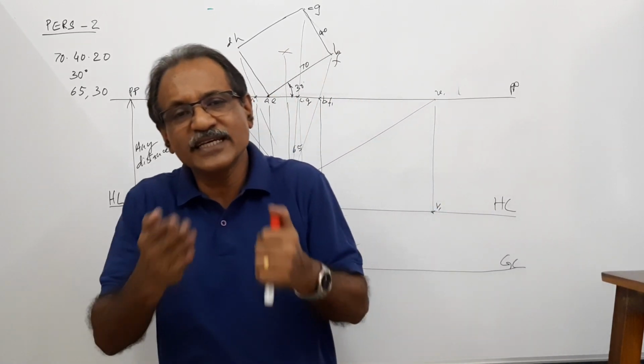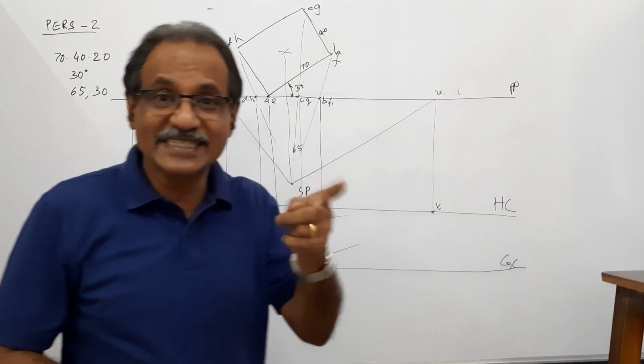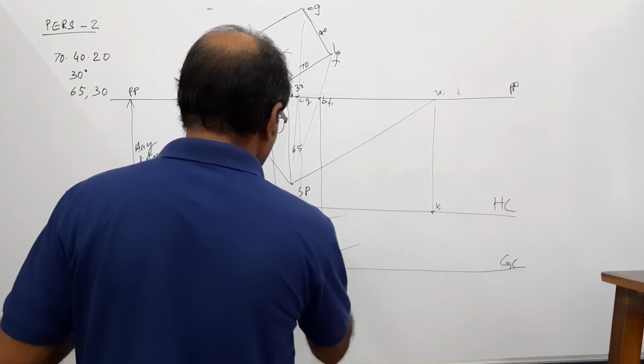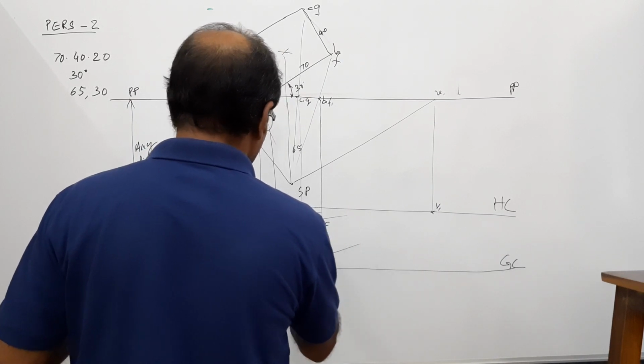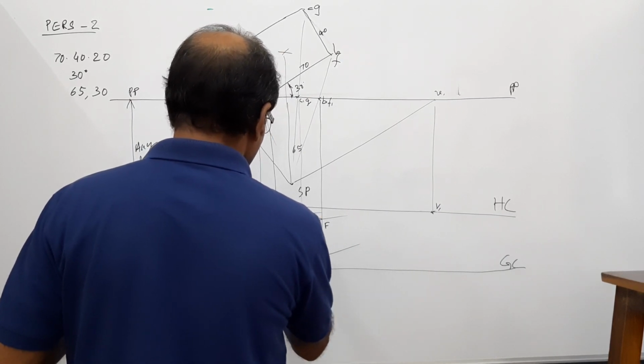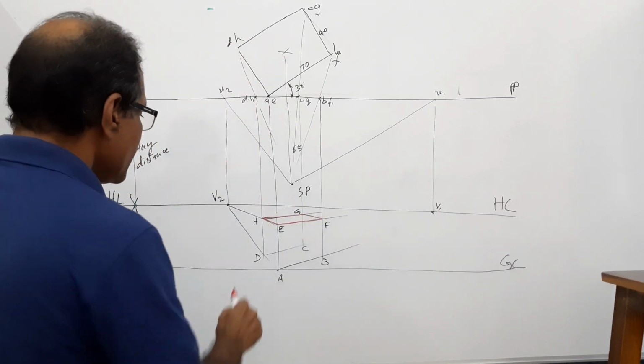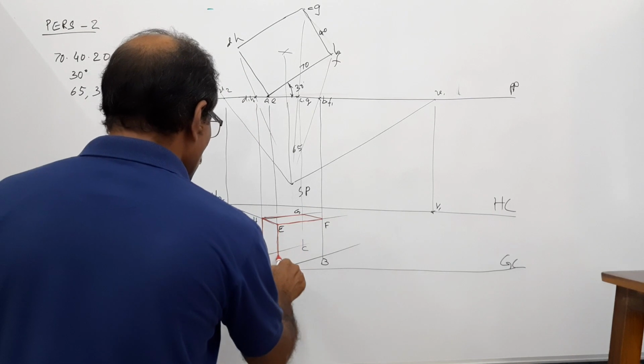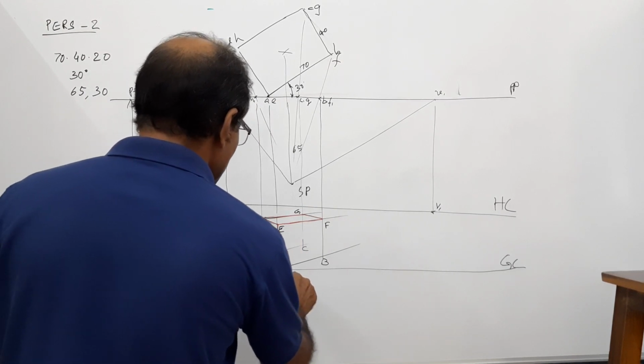Will the observer see the top surface of the object? Yes. EFGH will be formed. EFGH is the top surface. These edges are nearer to the observer. There are no obstructions, so this will be visible.